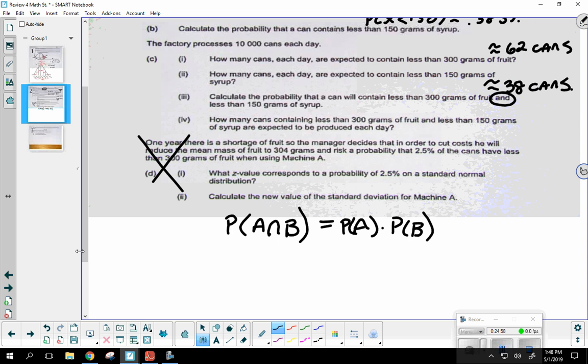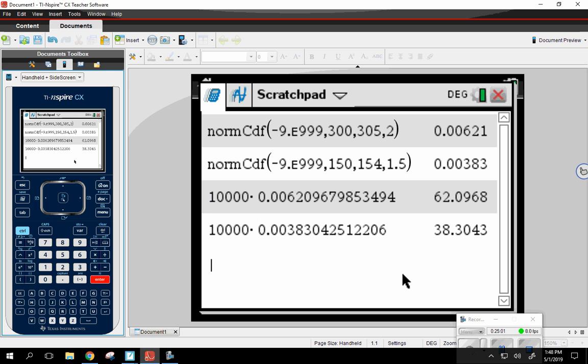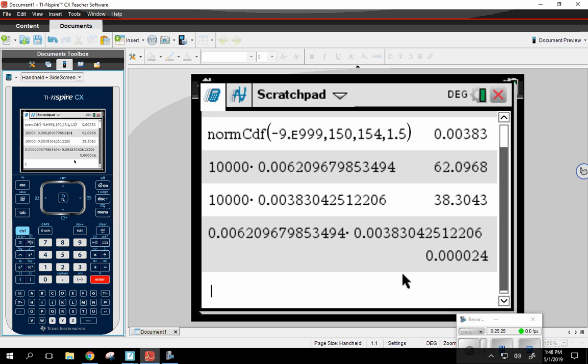Is everybody with me? Okay. So again, I'm just going to use the calculator here. I'm going to go all the way back up to the top. Oh, went too far. Okay. So there's the first one, less than the 300 fruit, times the 150 grams of syrup, I think that was. So I'm going to go ahead and multiply those together. Okay. So here's what I'm getting: 0.000024.